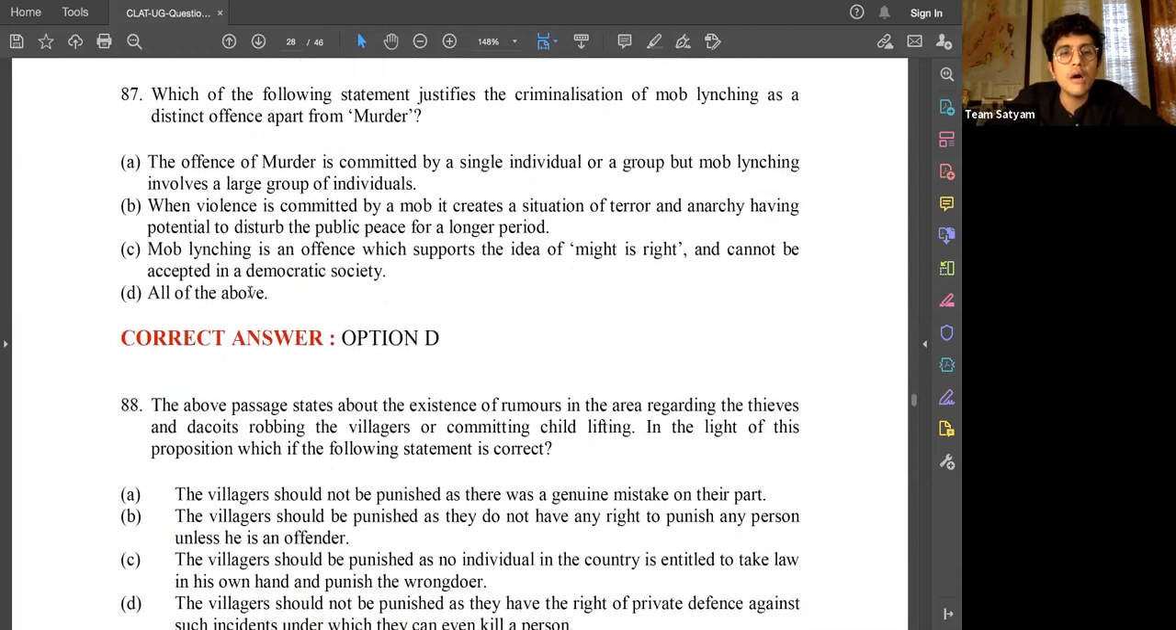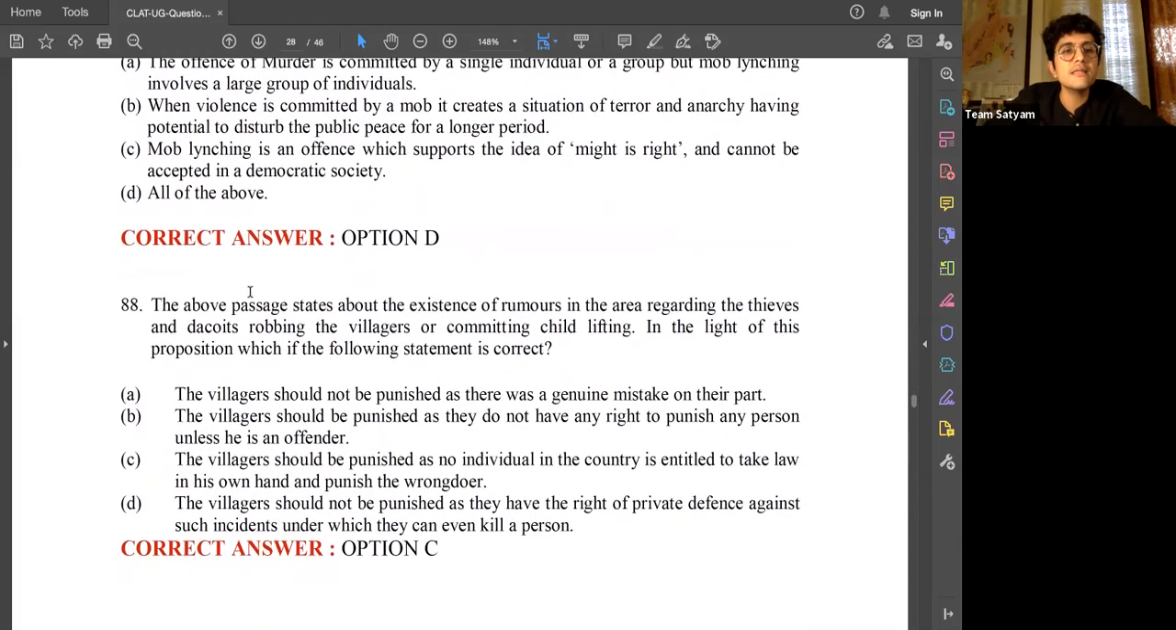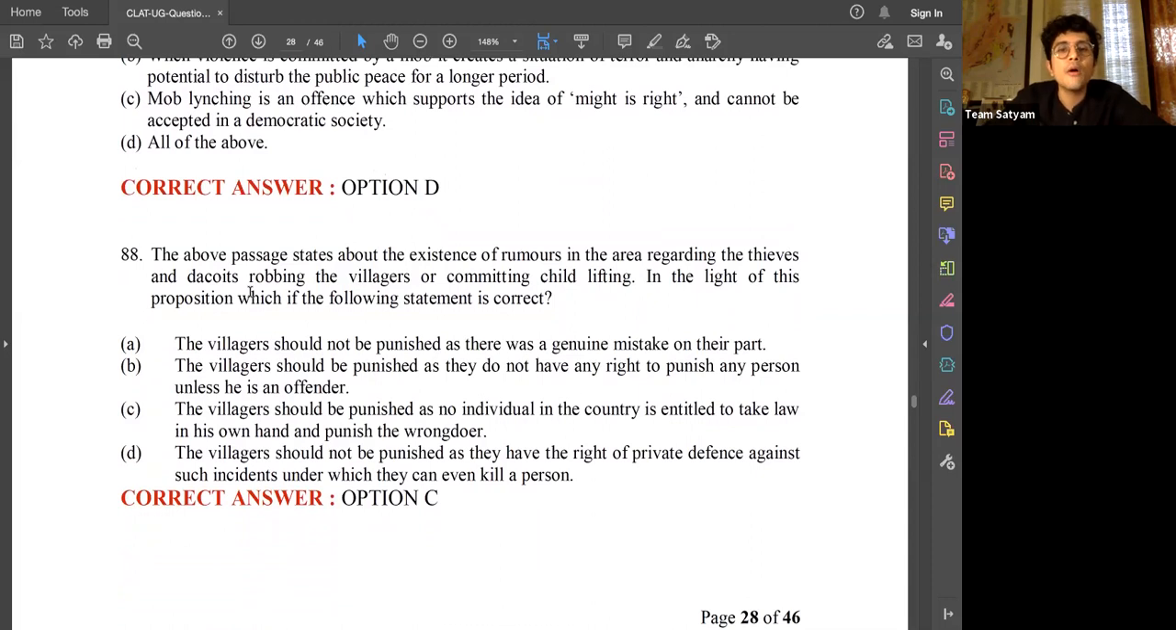All right. Now, in questions number 88 to 90, over here you're required to exercise some level of knowledge. Okay, so it tells us that the above passage states about the existence of rumors in the area regarding the thieves and dacoits robbing the villagers or committing child lifting. In the light of this proposition, which of the following statements is correct?